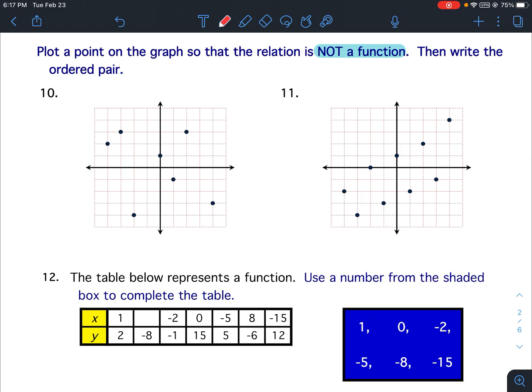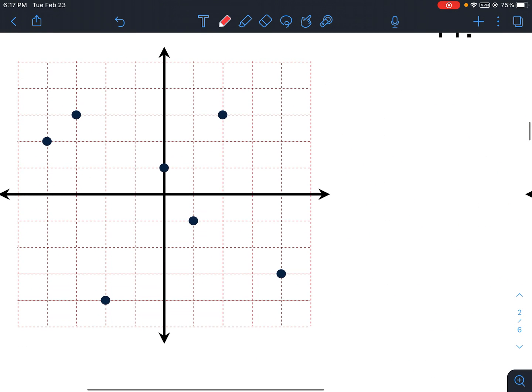You place a point on the graph where, if you did the vertical line test, it would pass through more than one point. So I'm going to give you an example that you're not allowed to use. I'm going to use this point right here. Okay, I now have 2 points on that vertical line. Because I have 2 points on that vertical line, this is no longer a function.